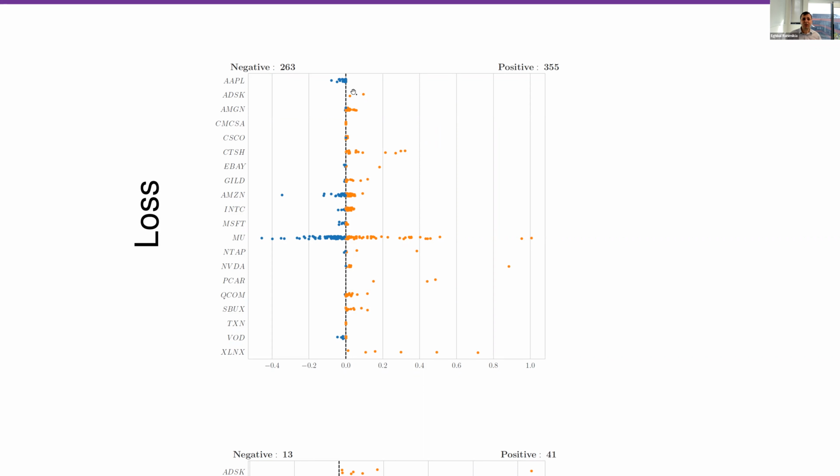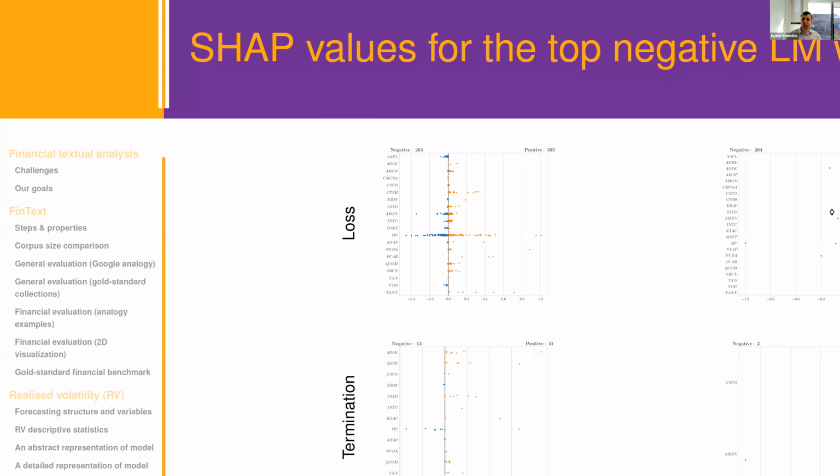And actually for each stock it is different. For Apple, it is mostly pushing to lower values, but for something like AMGN it is pushing to higher values. And also the intensity is different. For some cases, like MU, the usage of loss is more widespread and more intense. This is for stock-related news.